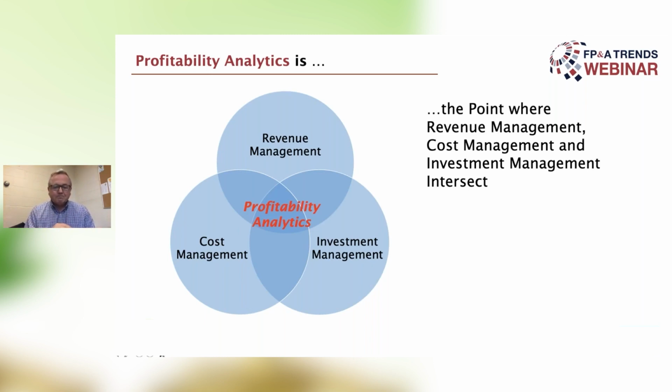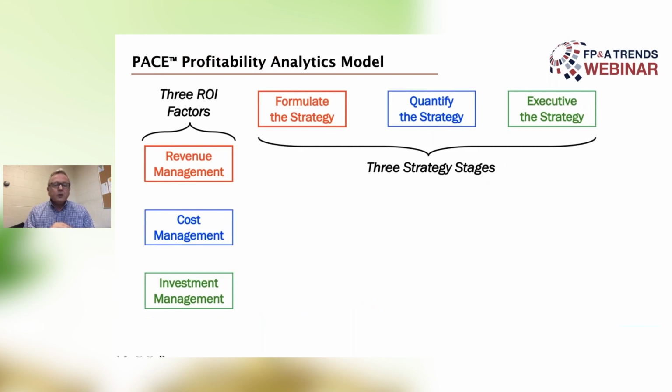Next slide, please. So there are the three ROI factors. Strategy forms across three different stages. First, we're formulating the strategy by capturing analytics, both internal and external, to set strategy. And then we need to quantify that strategy into measurable aspects, both non-monetary and monetary aspects that define what we mean by revenue strategy, cost strategy, investment strategy. And then we need to execute that strategy and harvest the value that's created. And then the whole process starts again.